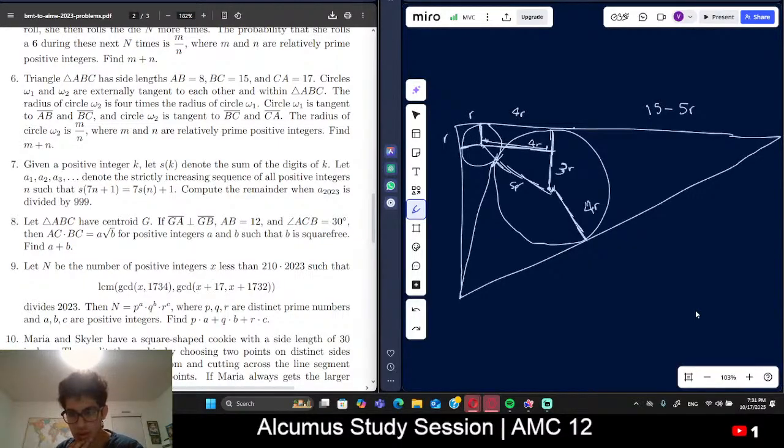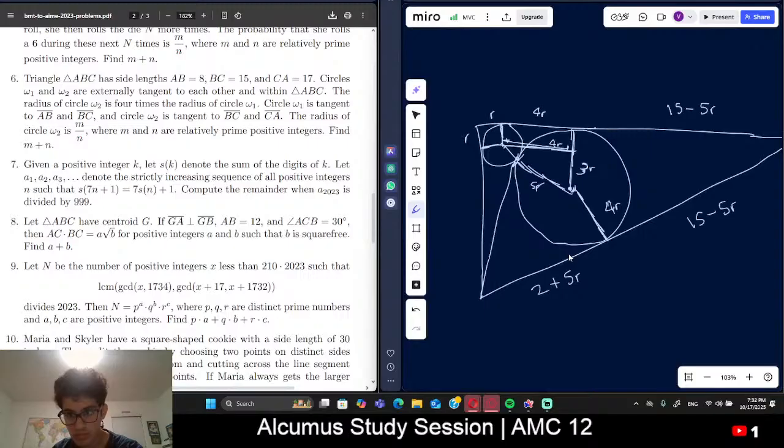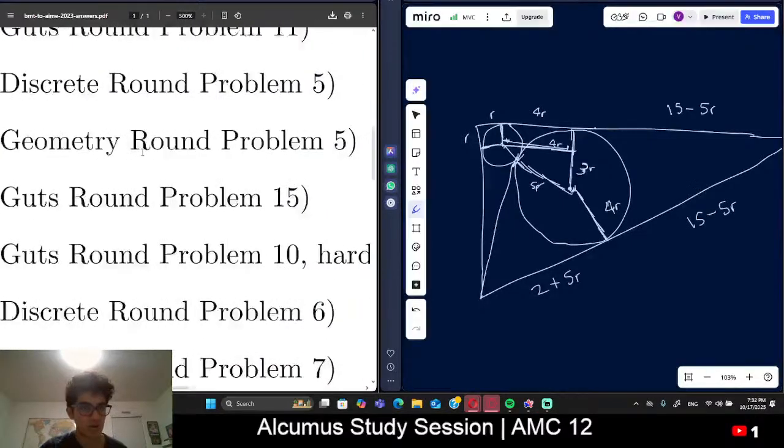What else can we really do here? Maybe you can work backwards, right? This is 15 minus 5r. That tells us that this is going to be 2 plus 5r. No, we're getting the same thing. Okay, yeah, I'm done with this. It's getting annoying now. Geometry round problem 5.